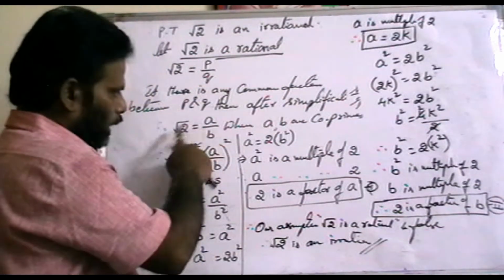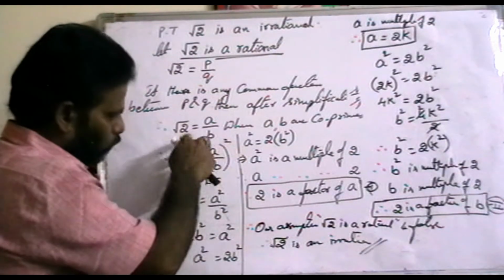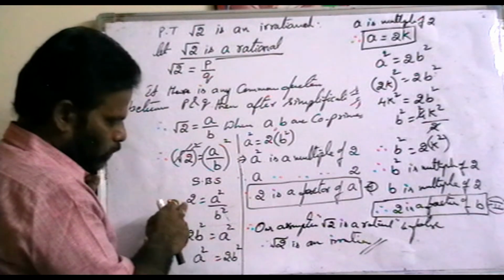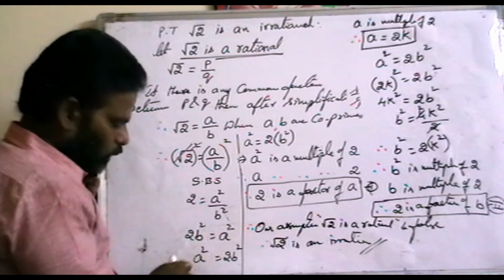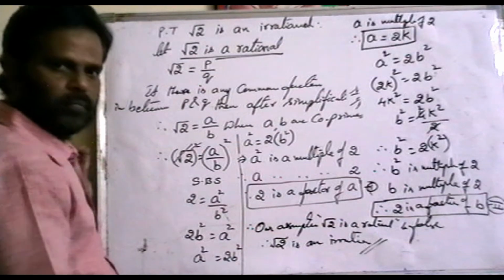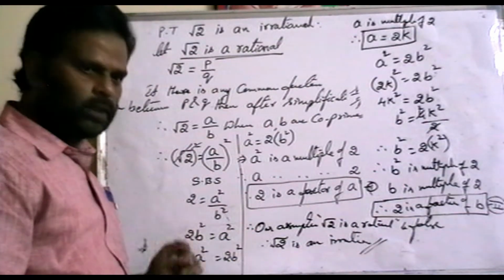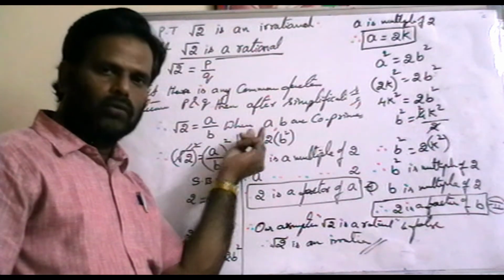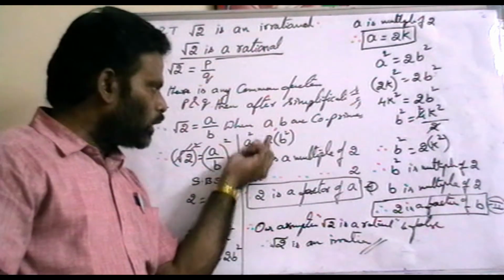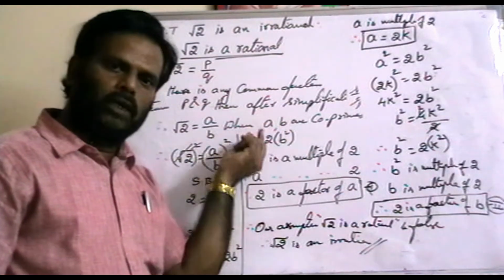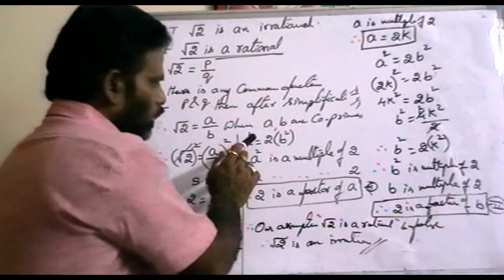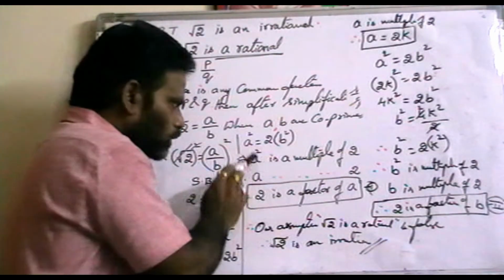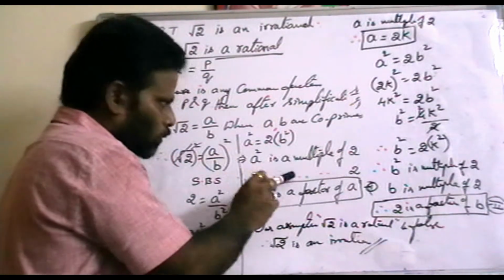Now squaring on both sides, root 2 square is equal to a by b whole square. Now simplify, we'll get 2 is equal to a square by b square. By cross multiplication, 2b square is equal to a square. So a square is equal to 2b square, which means a square is equal to 2 into something. 2 into anything is a multiple of 2. So a square is a multiple of 2. If a square is a multiple of 2, then we know that a is also a multiple of 2.